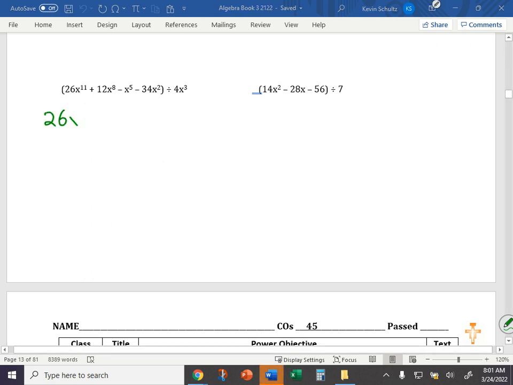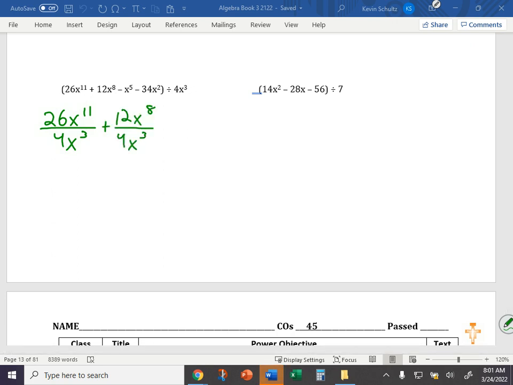So 26x to the 11th divided by 4x cubed plus 12x to the 8th divided by 4x cubed minus x to the 5th divided by 4x cubed minus 34x squared divided by 4x cubed. Every term inside of our parentheses gets divided by that 4x cubed. It doesn't say that, but it's understood. There are times when it is written, there are times when it's not, but it's always understood. Okay?